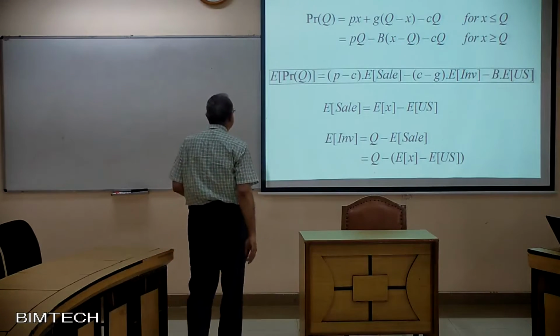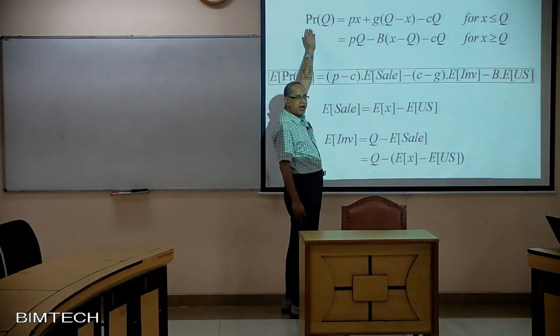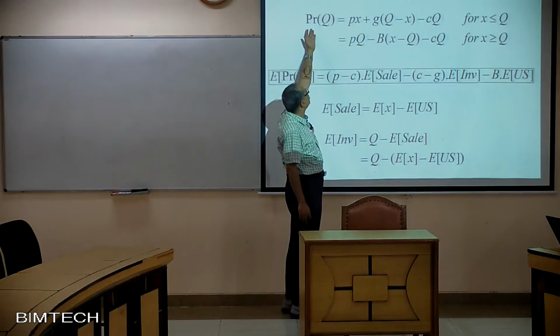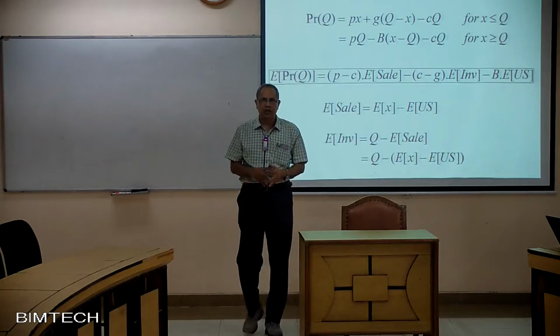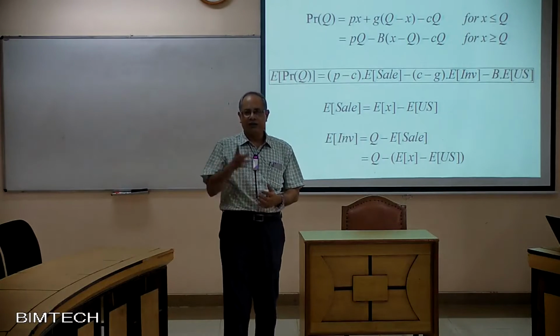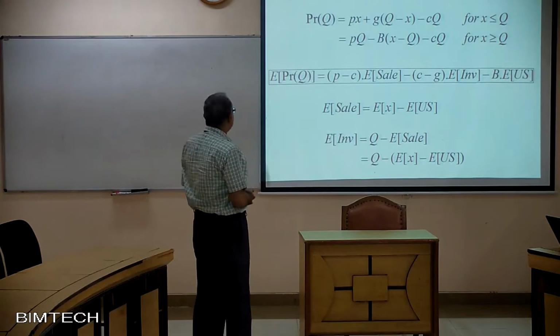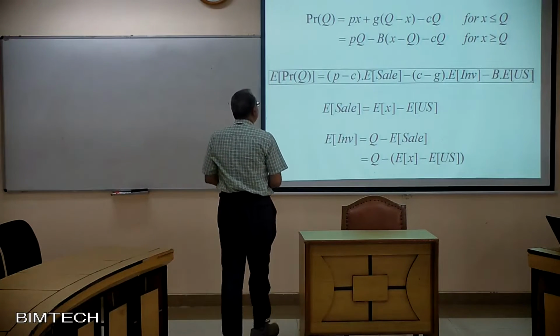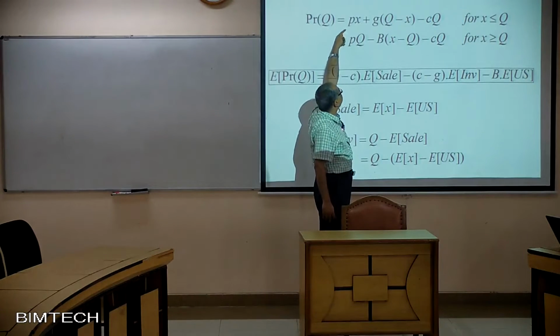So let us start by looking at the profit function, which is called profit as a function of order quantity Q. Okay, so therefore we are calling it PR, and within brackets we have Q. Now this profit has got two possible values.